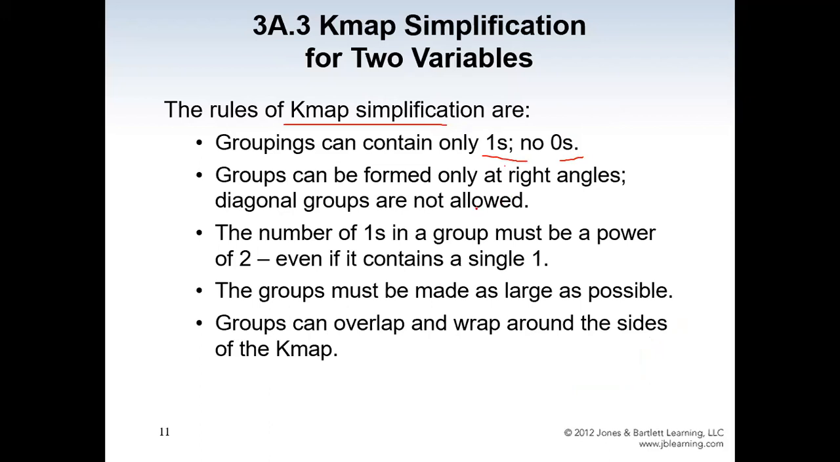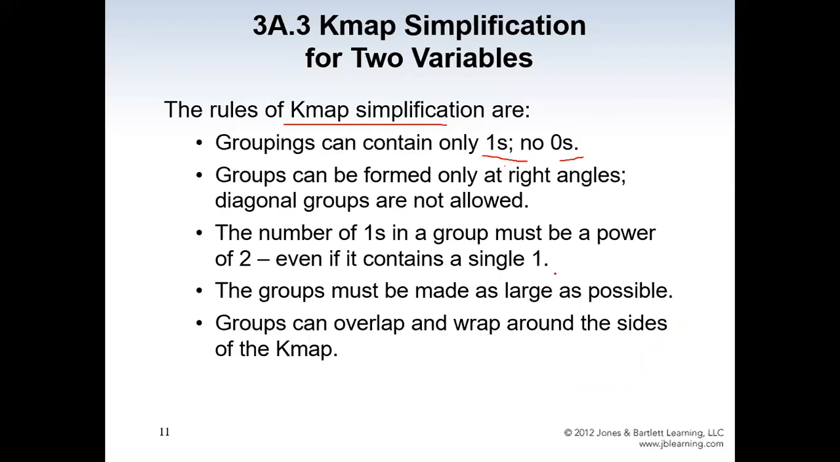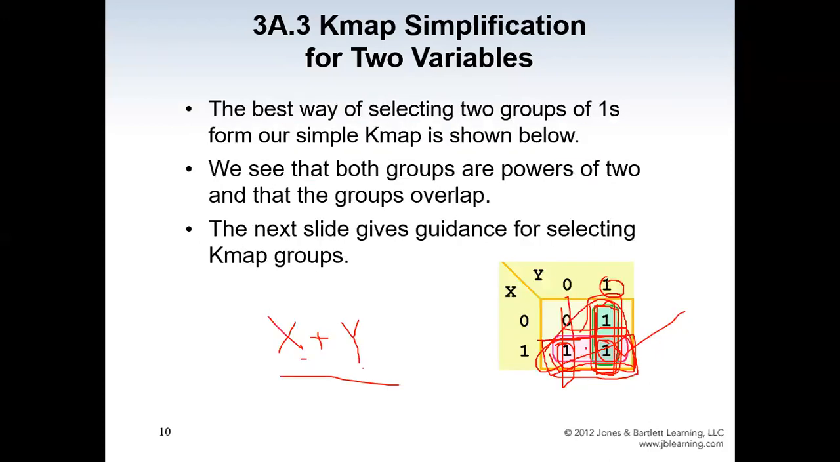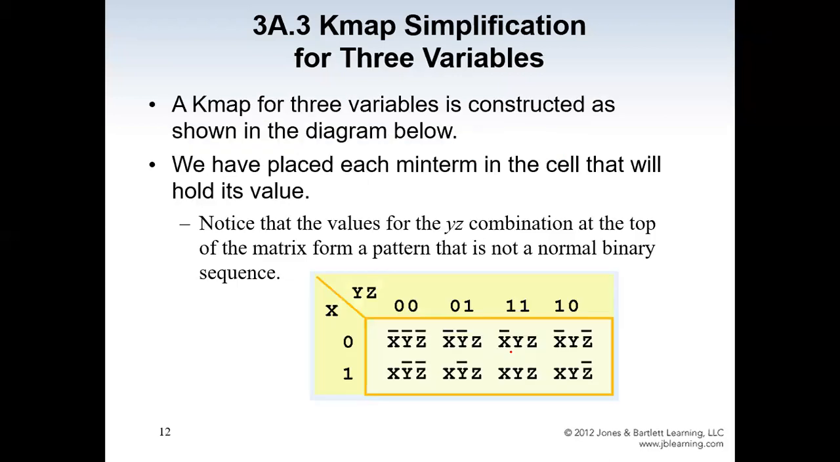Second, grouping can only be done at right angles. As you can see, we have not done this grouping. You can see diagonal grouping is not allowed. So whenever you are doing it, it should be at right angles. Now, the number of ones in the group must be a power of 2. Even if it contains a single one, it should be a power of 2. And the group must be as large as possible, because the larger the group, the more simplified your solution output will be. Understood? It is very important to understand.